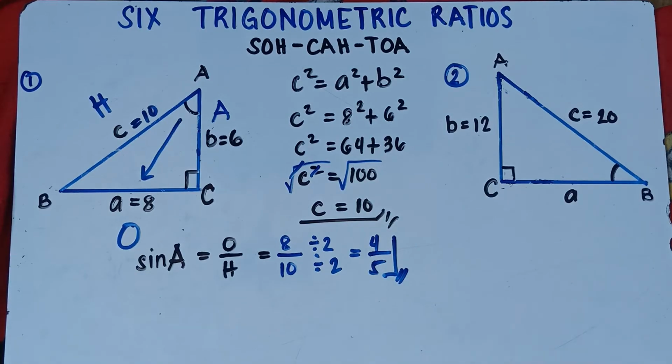Now, question, sir, do we need to reduce the fraction to its lowest term? Yep. That's actually mandatory, class. Always reduce the fraction to its lowest term. So our answer is 4 over 5.